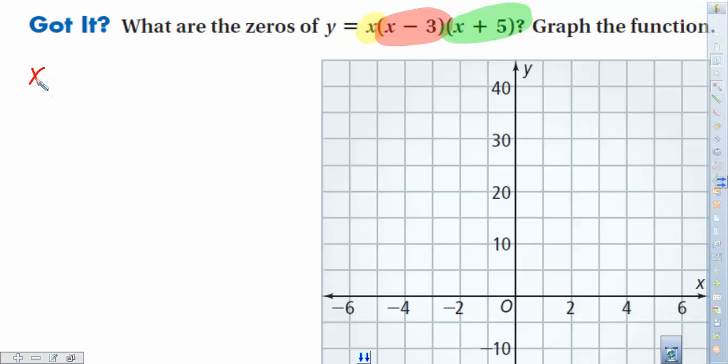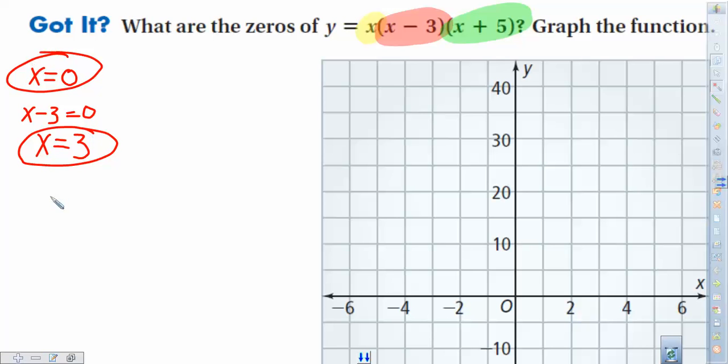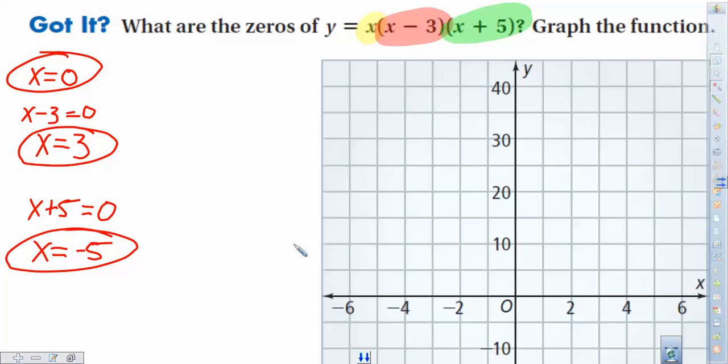So yellow, x equals 0. Oh, look, that one's already done. If x minus 3 equaled 0, then wouldn't that mean that x would equal positive 3? We solve. And then the last one, if x plus 5 equaled 0, then wouldn't x have to be negative 5? Okay, so here's what you do with that. Without even using a calculator, I know there's a 0 here at 0, and there's one at positive 3 right there, and there's one at negative 5 right there.